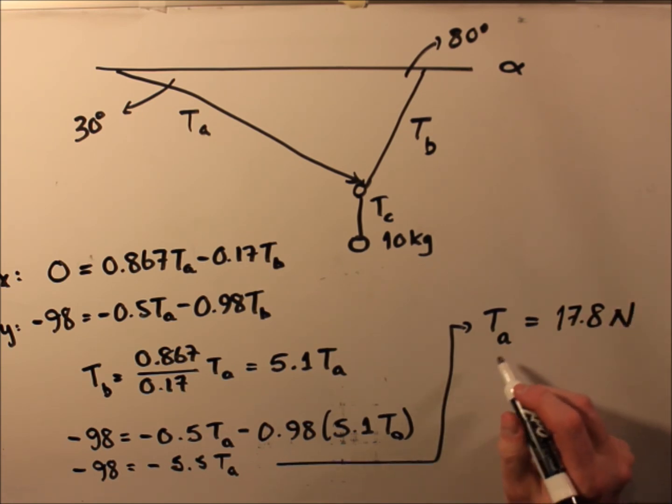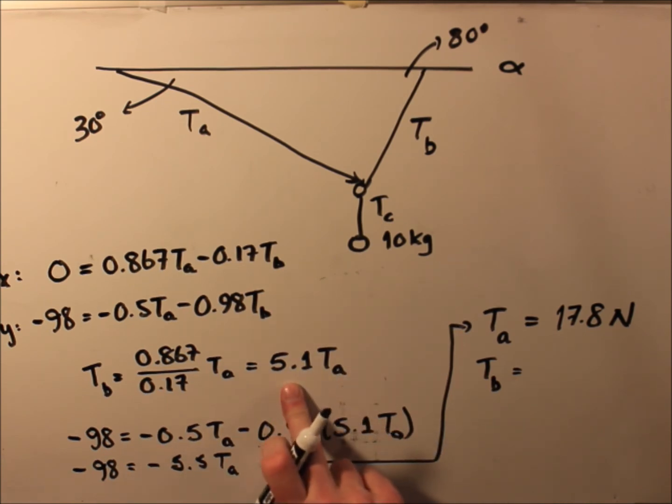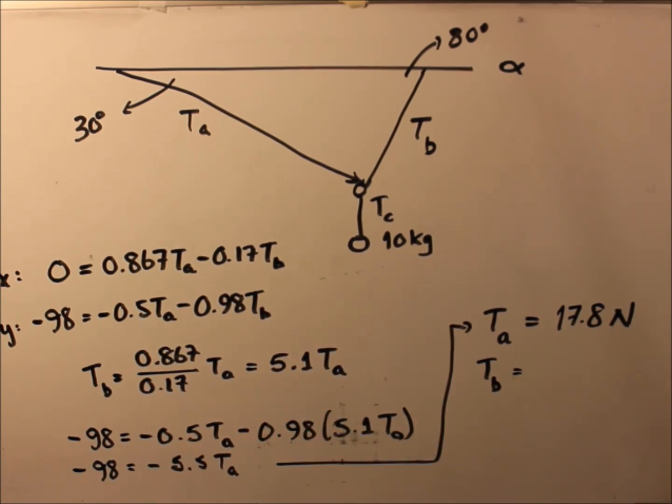And then we saw earlier that T sub B is going to be 5.1 times Ta. So we're simply going to say 5.1 times 17.8, and we get 90.8 newtons.